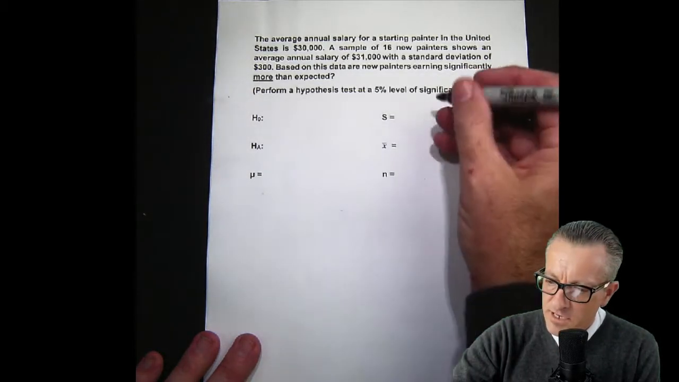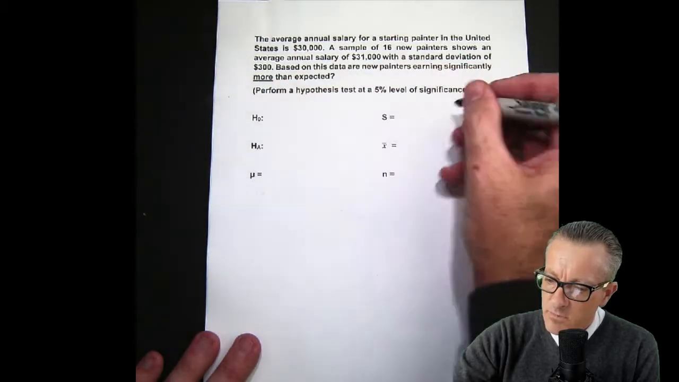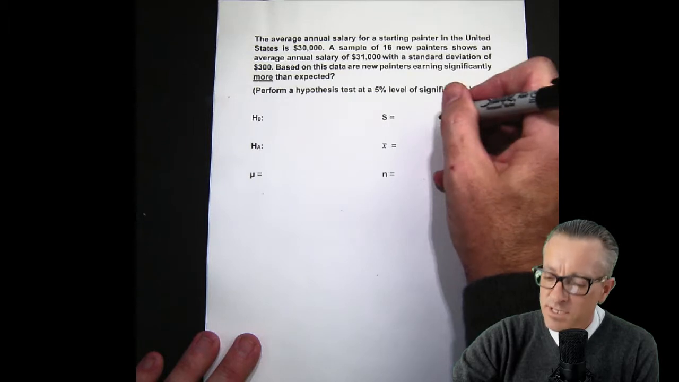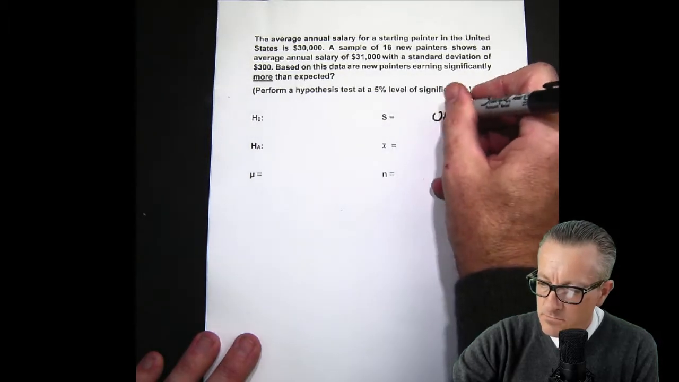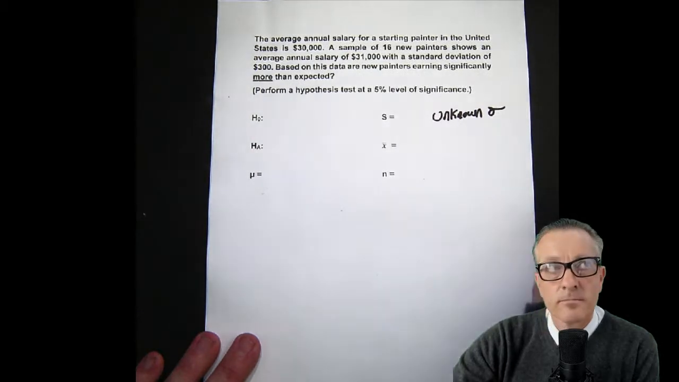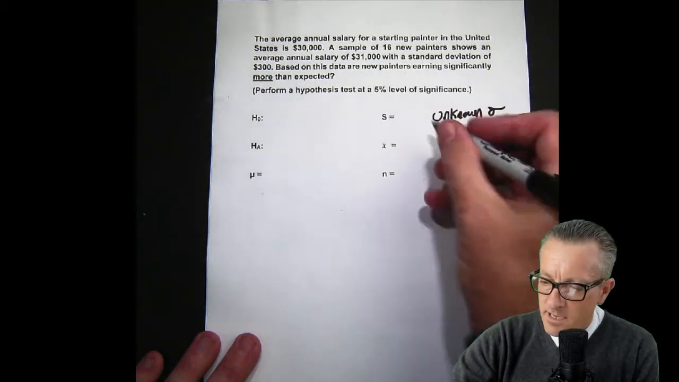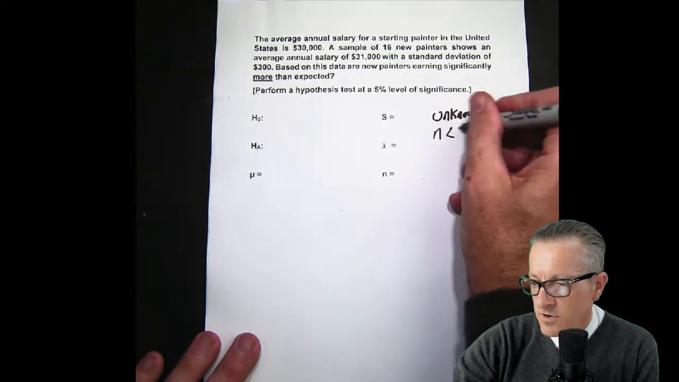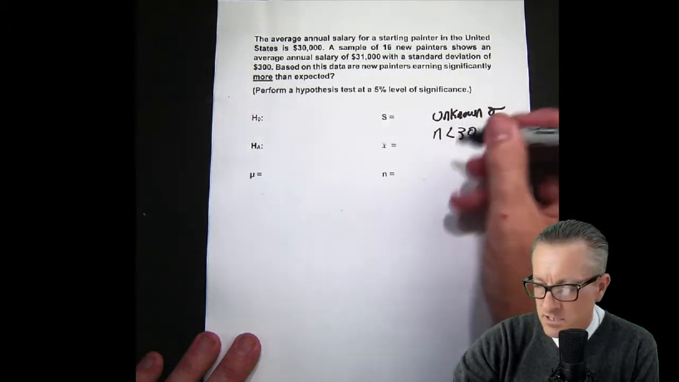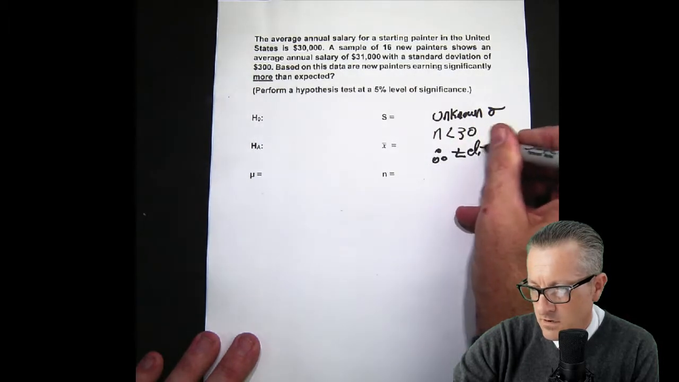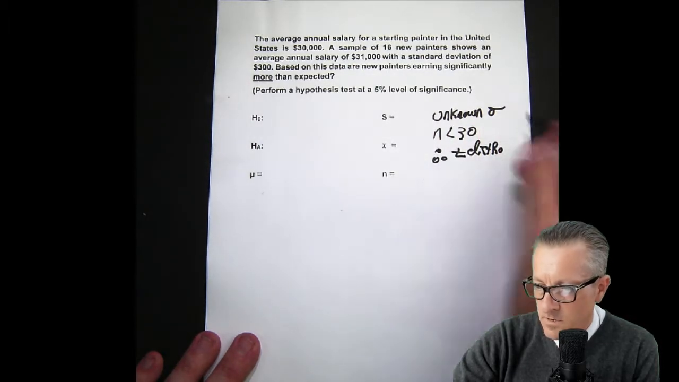Okay, so a couple things here. We know this is a t-distribution question because of a couple reasons: unknown sigma, and n is less than 30. So we're going to use the t-distribution.